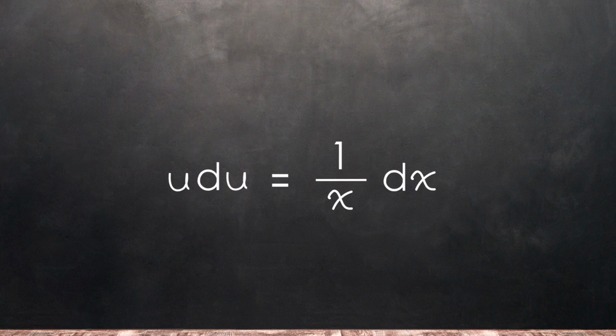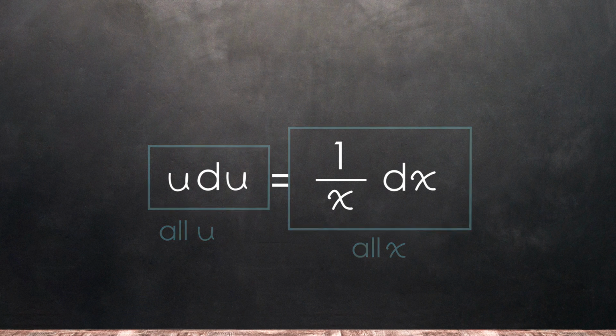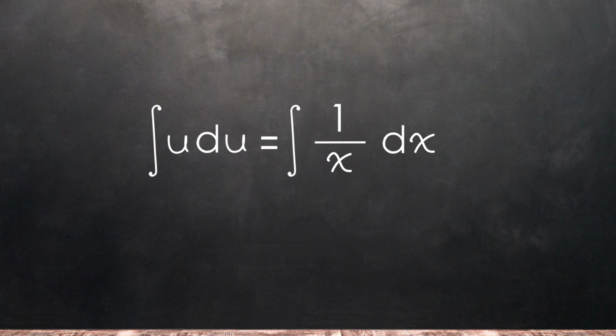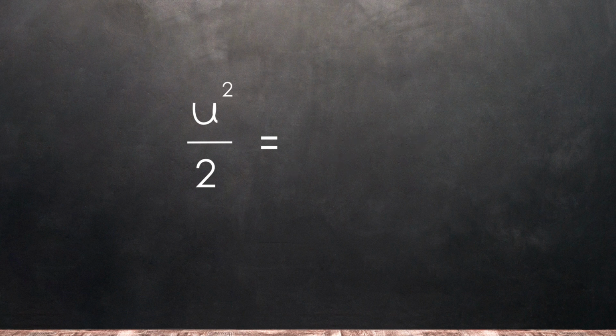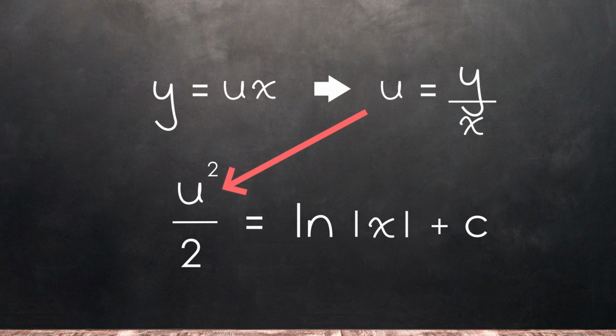Once our equation is simplified, we need to make sure our variables are separated on either side of the equal sign, since we will always end up with a separable differential equation in u and x after simplifying. When we integrate both sides, we get u to the power of 2 over 2 equals ln of x plus c. Now we can substitute back in terms of y by rearranging y equals ux to substitute for u.